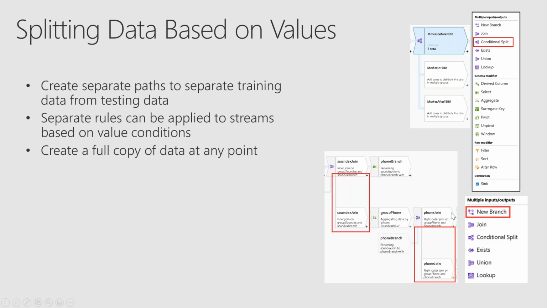And the bottom is a new branch. New branch will simply duplicate your data, which is very helpful and important when you're building data quality, because you may want to work on the same set of data 6, 7, 8, even just 2 or 3 different ways in the same data flow. In SSIS land, we call this multicast. In Data Factory, we renamed it new branch. Same thing.